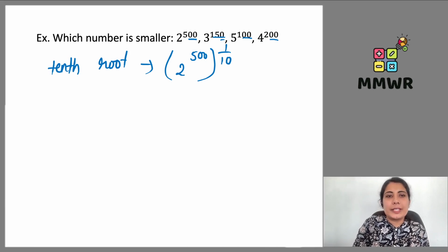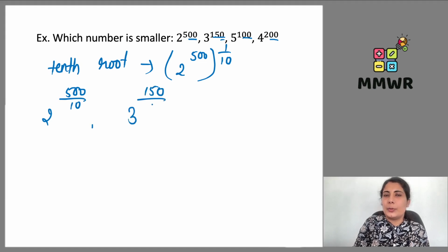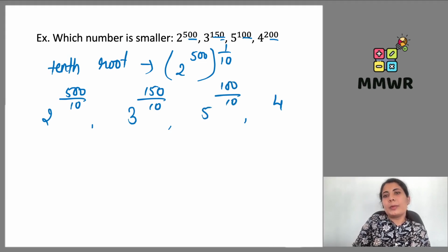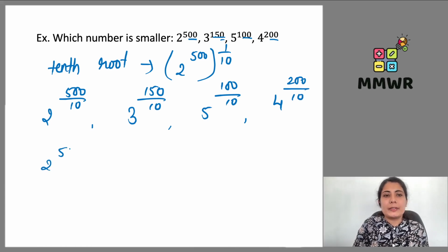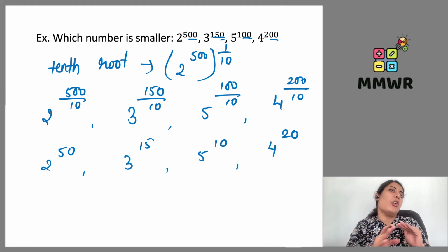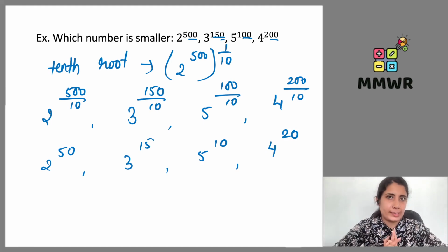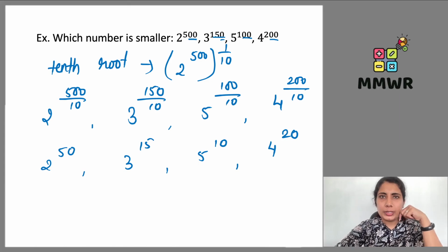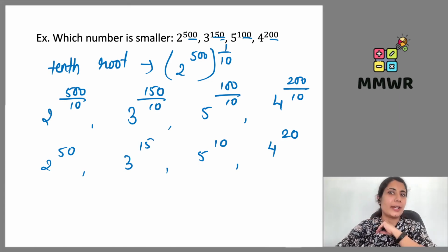Okay, so 2 to the power 500 can be written as 500 upon 10, then 3 to the power 150 upon 10, and then 5 to the power 100 upon 10, and then 4 to the power 200 upon 10. Right? This gives me 2 to the power 50, then 3 to the power 15, then 5 to the power 10, and then 4 to the power 20. Now, is there any common number by which all the powers are divisible? Powers. Like, as we found the 10th root, can't we divide everywhere by 5 also?